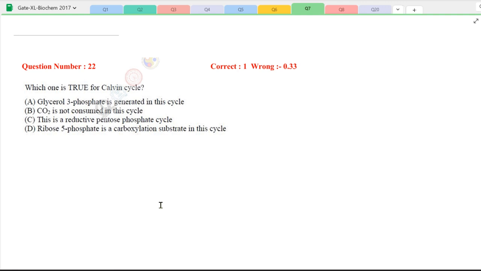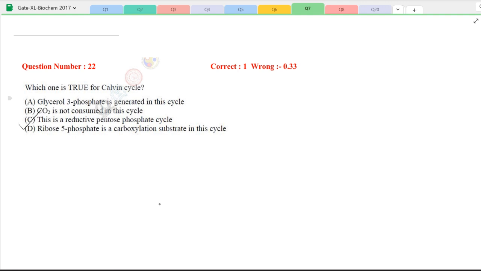Which one is true for the Calvin cycle? So again, just to keep this video short, I'm not drawing the entire Calvin cycle here. However, it is important to know the different steps in the Calvin cycle and the associated facts related to it. And here the correct option is, this is a reductive pentose phosphate cycle. So this one is true for the Calvin cycle.